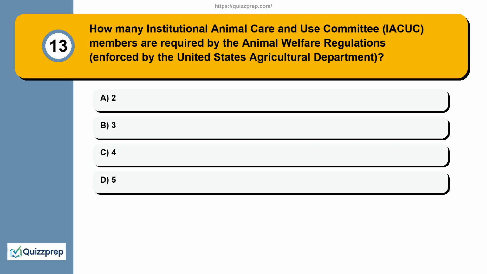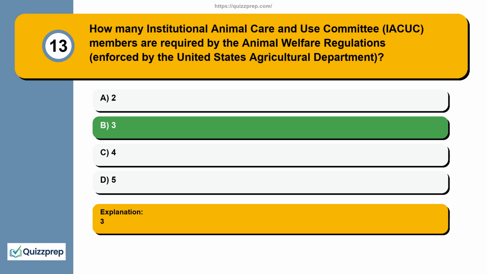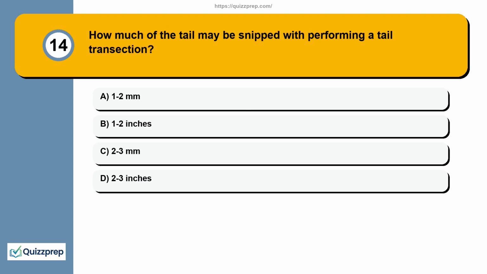Question 13. How many Institutional Animal Care and Use Committee, IACUC, members are required by the Animal Welfare Regulations, enforced by the United States Agricultural Department? Option A 2, Option B 3, Option C 4, Option D 5. The correct answer is option B, 3.